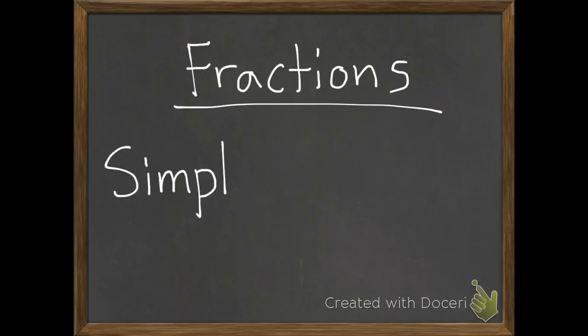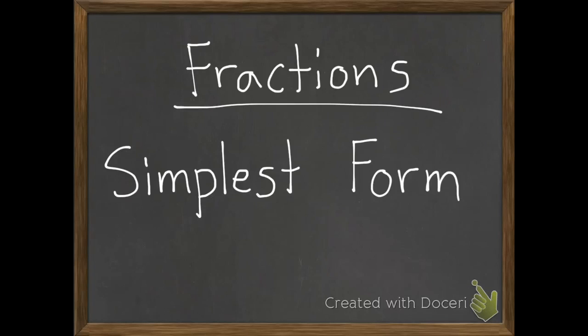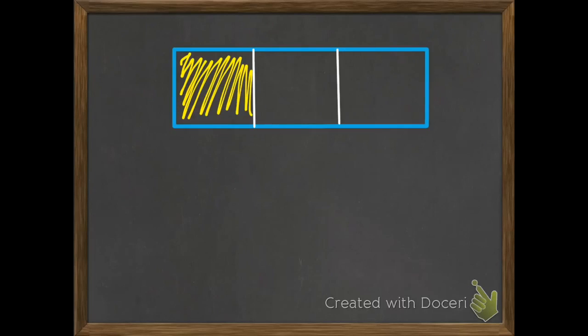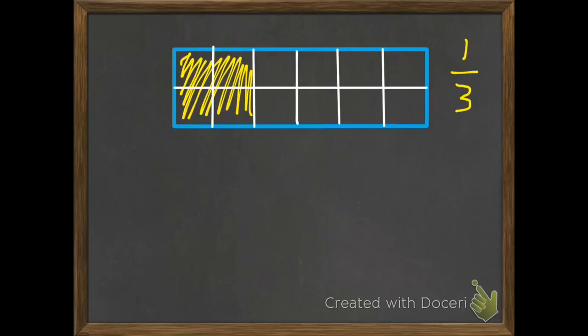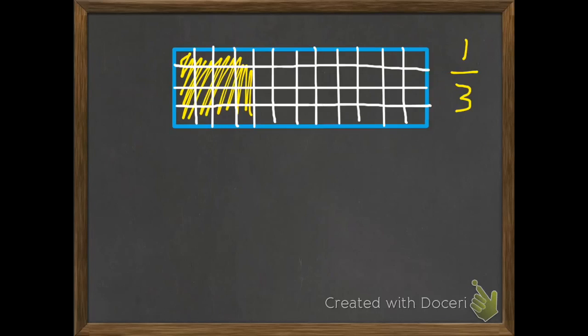Today we will continue our fractions lessons, and today we will be trying to find the simplest form. Previously in the chapter, we've seen some fractions like this, which is 1/3, and we found equivalent fractions. We found if we wanted to, we could divide this up into smaller boxes and even smaller boxes, and we could get an equivalent fraction that was 16/48.